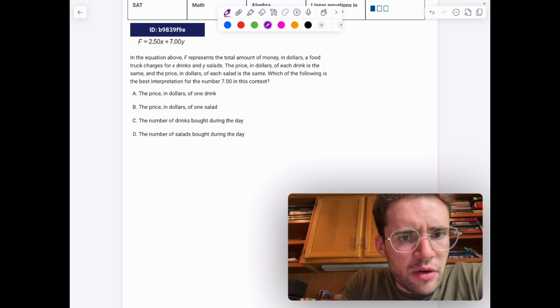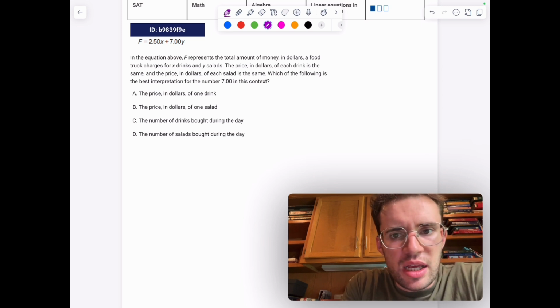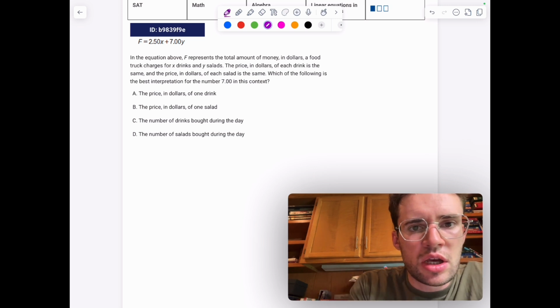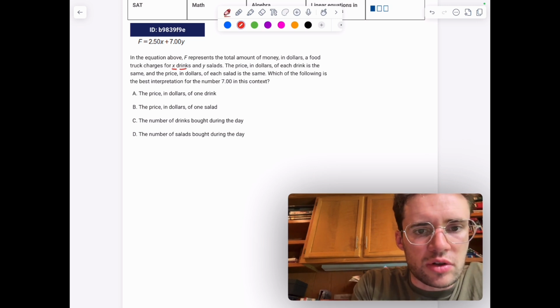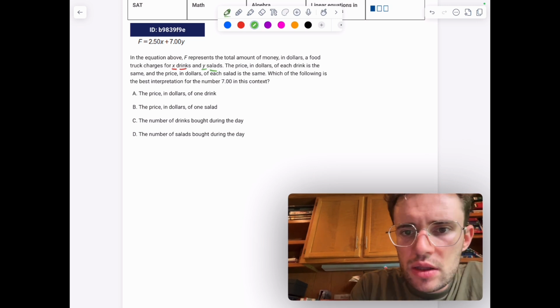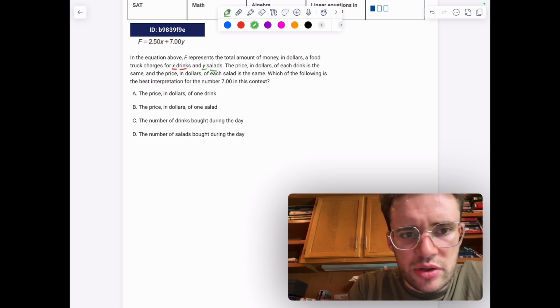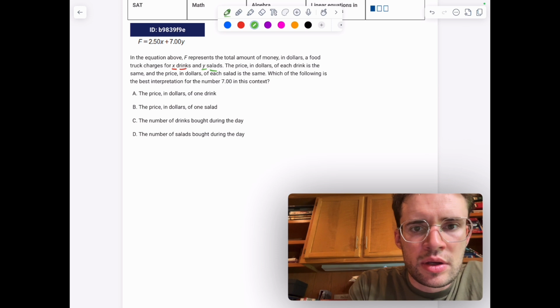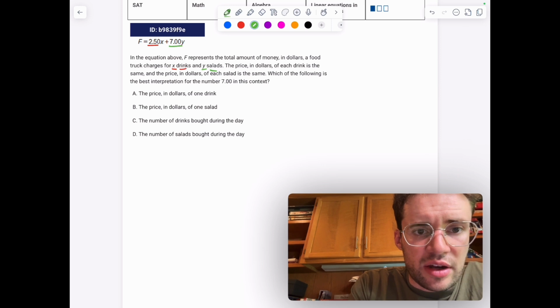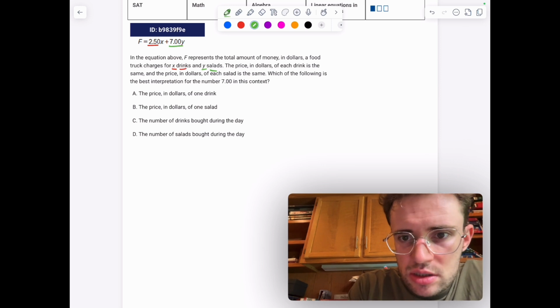In the equation above, f represents the total amount of money in dollars a food truck charges for x drinks and y salads. The price in dollars of each drink is the same. The price in dollars of each salad is the same. So it looks like the price of each drink is $2.50, so it's $2.50 times the number of drinks. And then the price of each salad is $7, 7 times the number of salads.